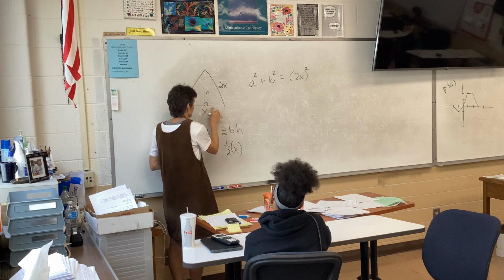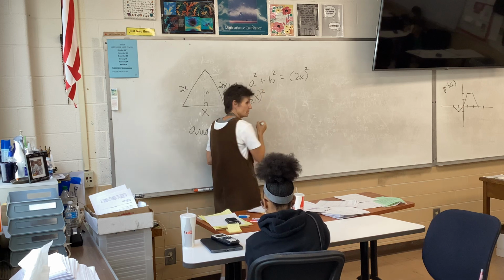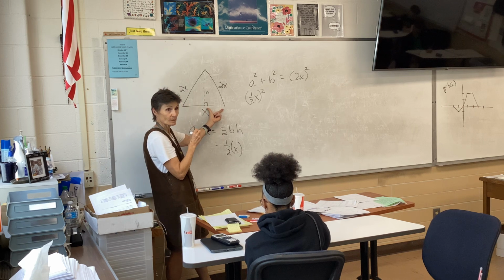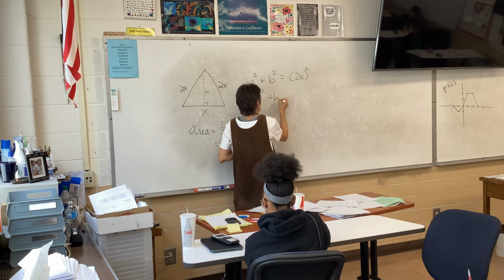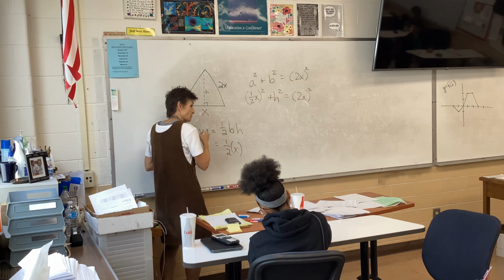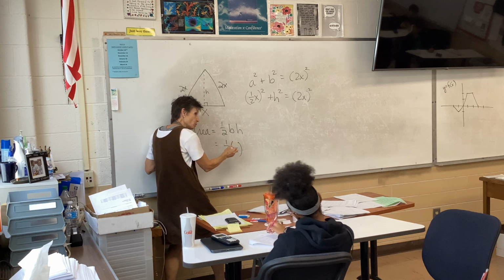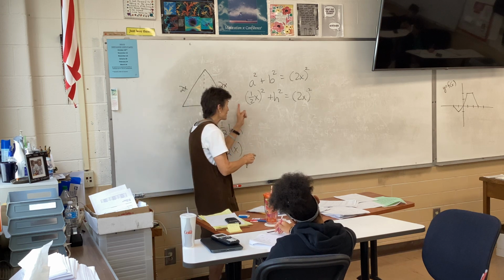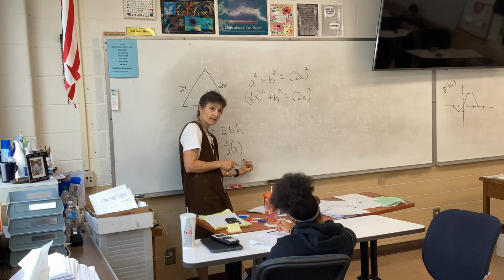What's this? Half x. So half x squared, right? Half x squared plus h squared equals 2x squared. Now remember, in this problem, you are trying to make your formula only have x's. Well, it has an h. But are we going to be able to figure out what h is from this equation? And then plug it in down here. That's what we're going to do.